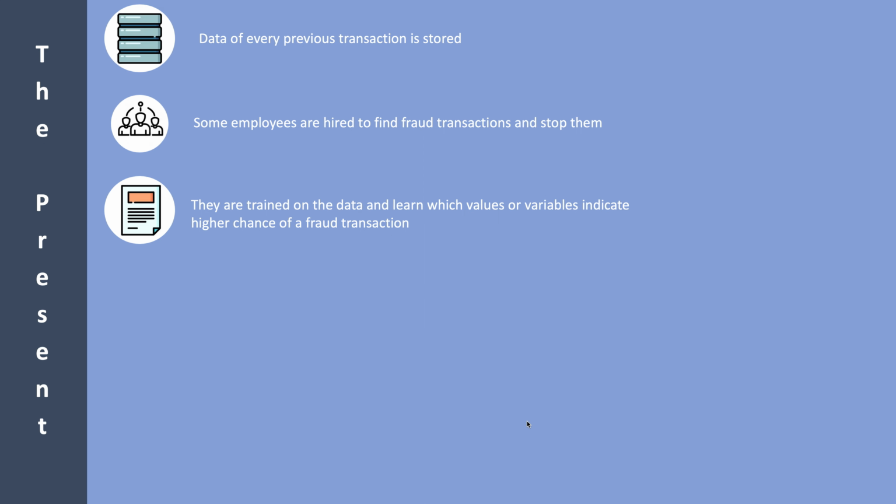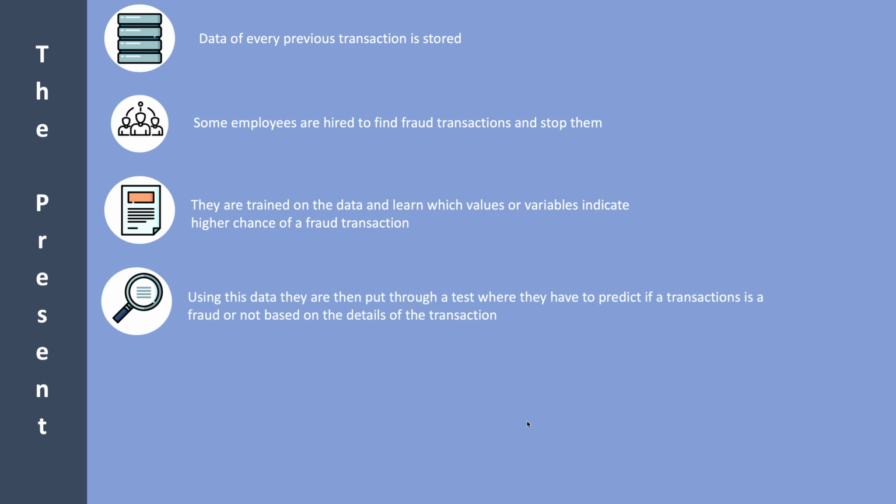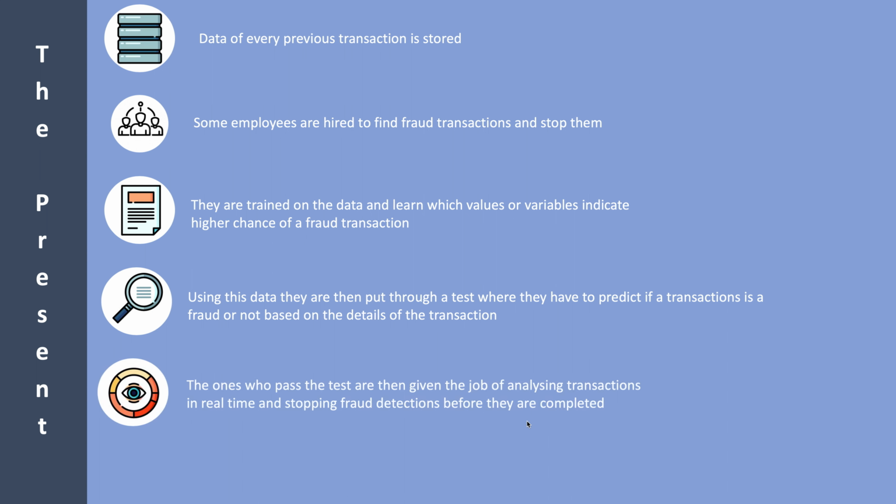Then, these employees are tested. They are given only the details of the transaction but not the actual result, and are told to predict whether a transaction is a fraud or not. Then, the group of employees who is good at detecting these frauds and makes the least errors are selected by the bank for this task. They then analyze transactions in real time and stop frauds before they have been completed.